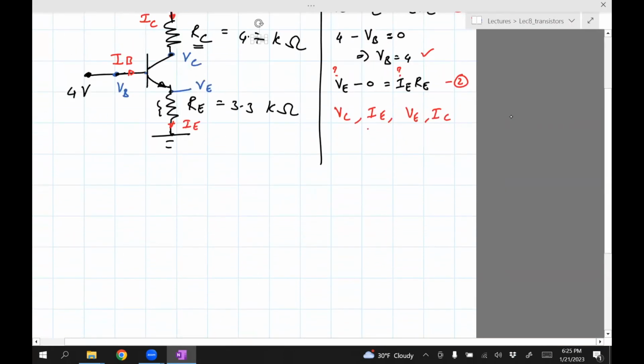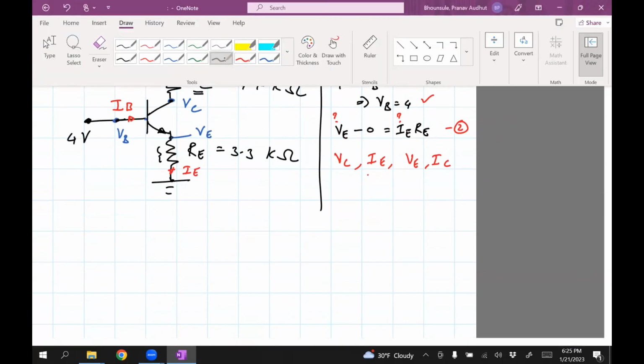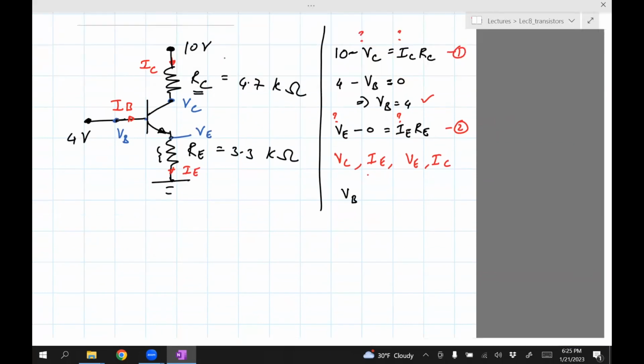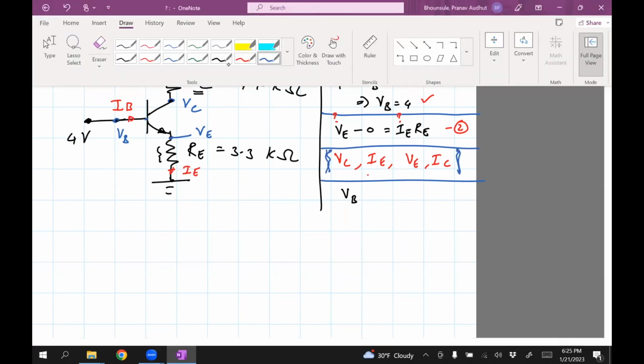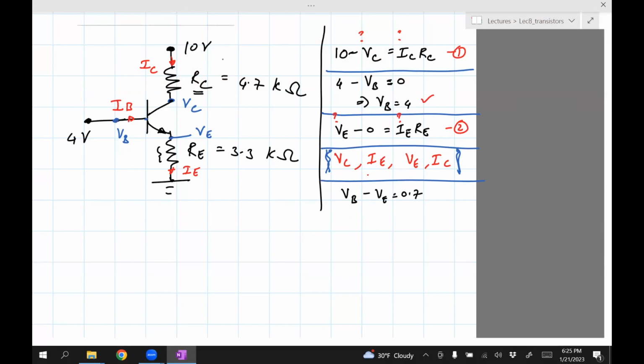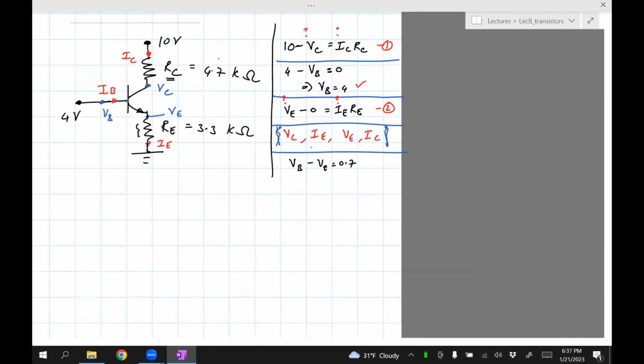So the next equation is, let me separate this out. This is our equation 1. This was our second equation. We're going to the third equation. VB minus VE is 0.7, but luckily we know what VB is. It's 4. So we can write 4 minus VE is 0.7, and this helps us to solve for VE. It's going to be 3.3 volts.